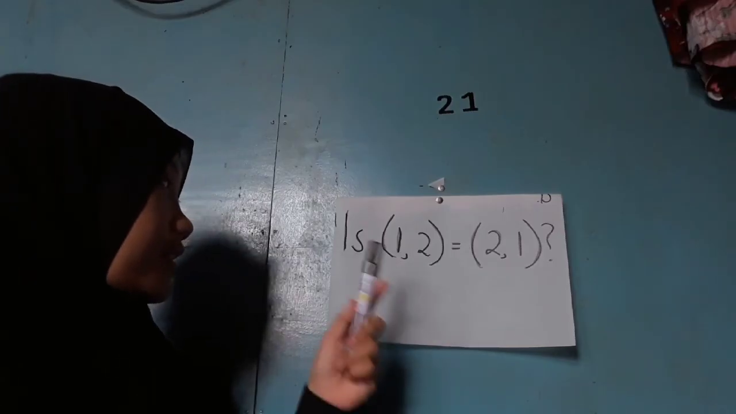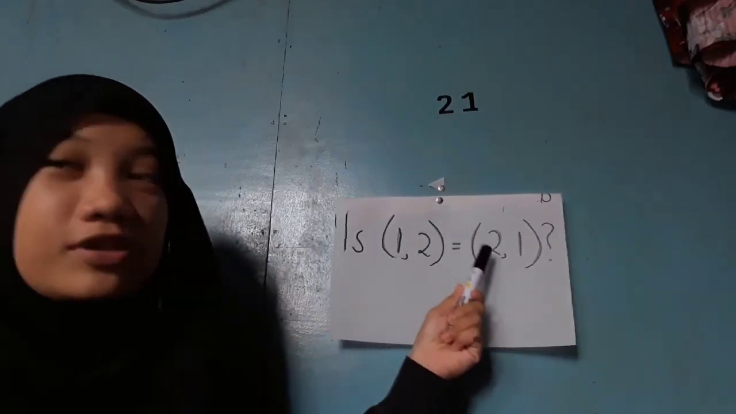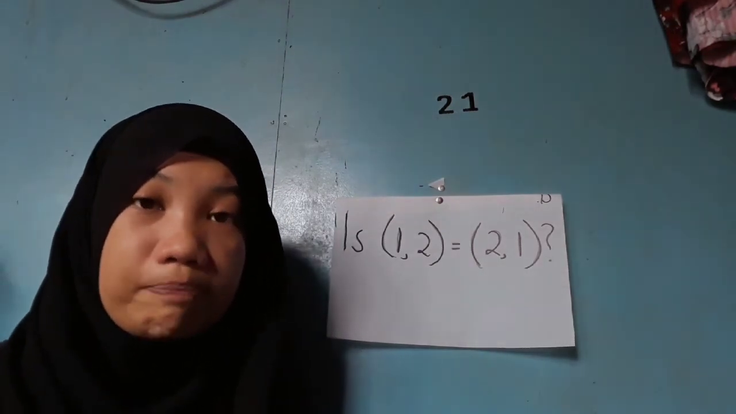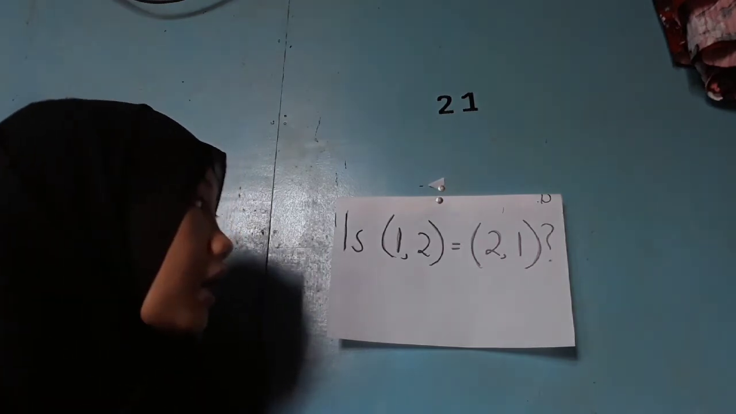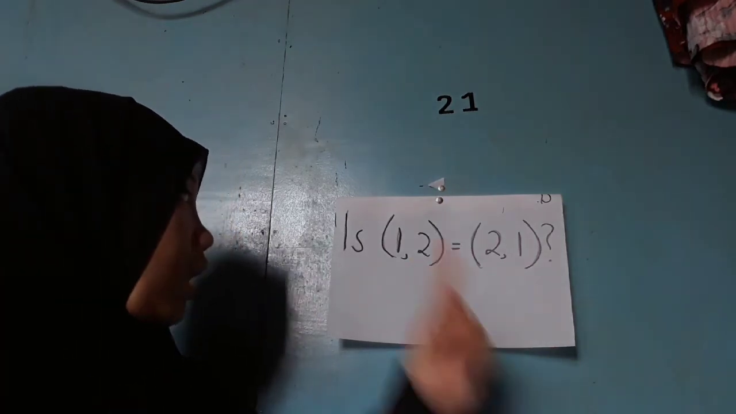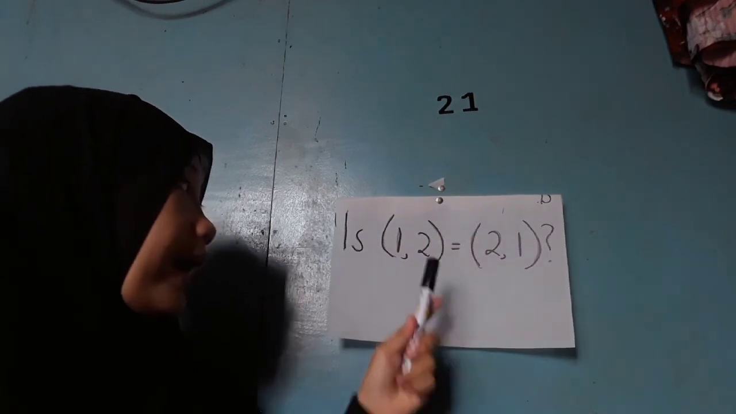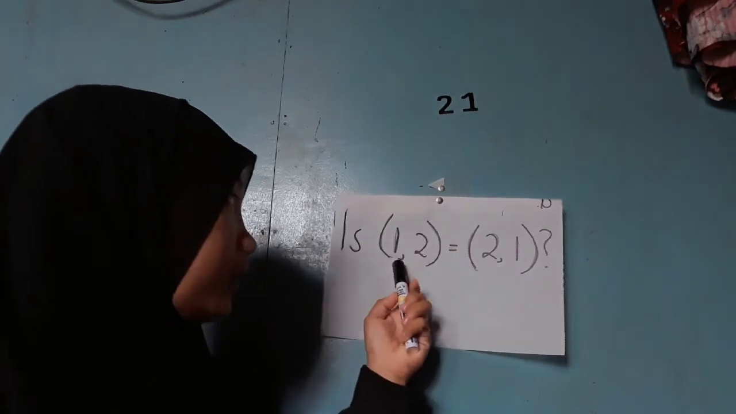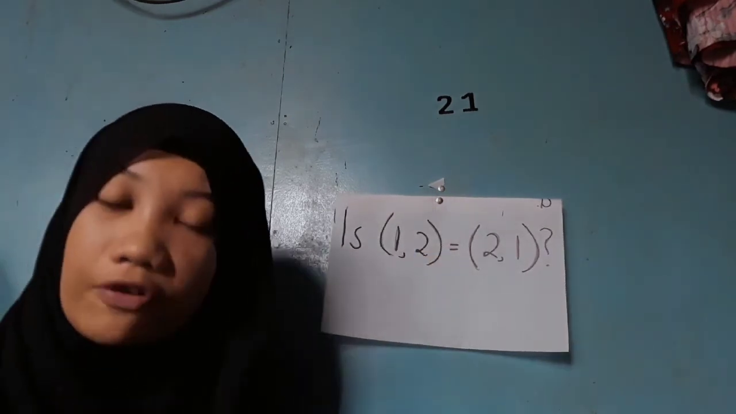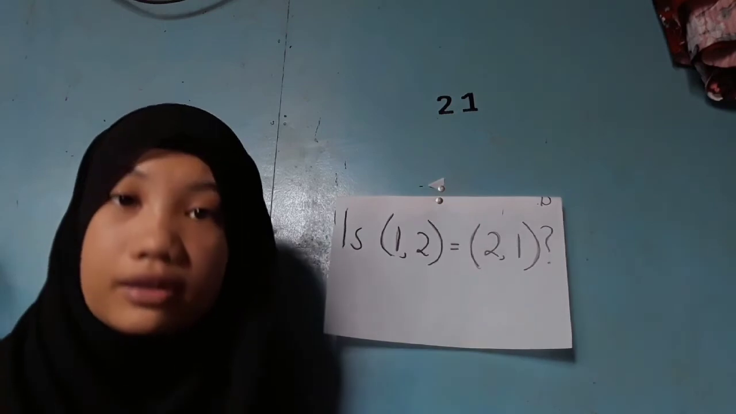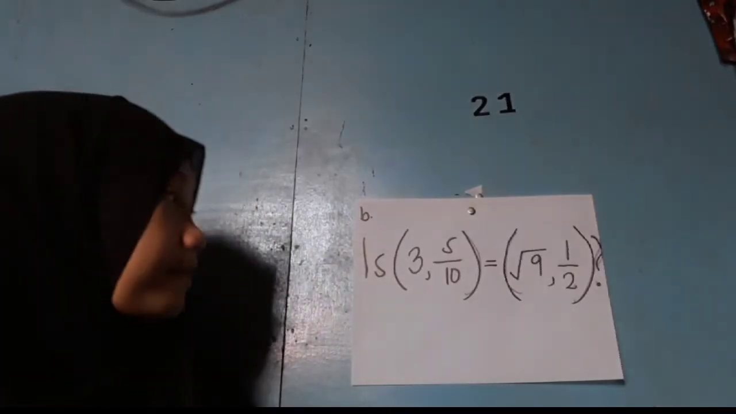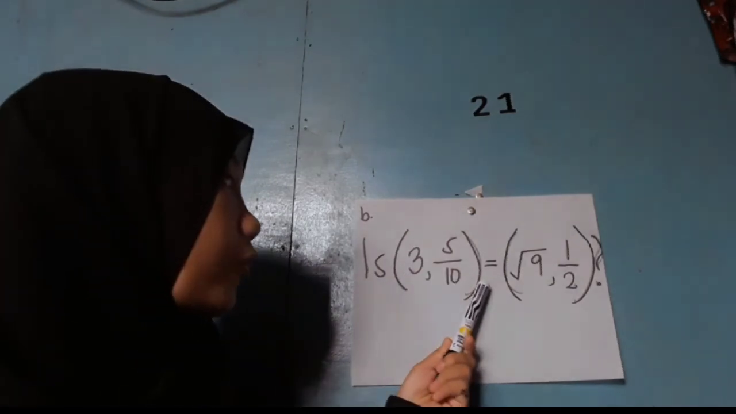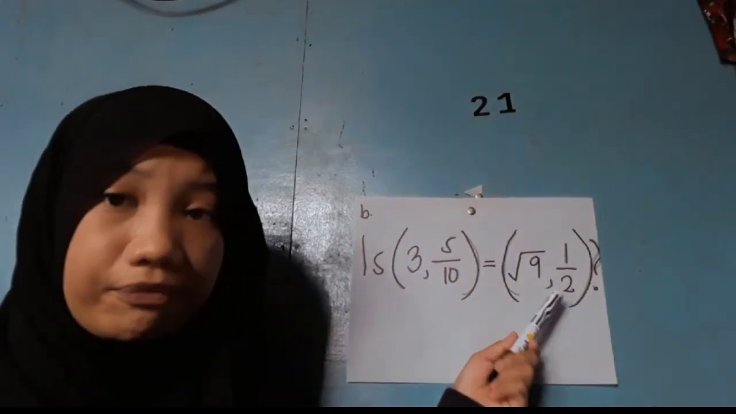For example, is the set (1, 2) equal to the set (2, 1)? No. By definition of equality of ordered pairs, magiging equal lamang ang ordered pairs na ito kung ang 1 is equal to 2 and 2 is equal to 1. Pero dahil ang 1 is not equal to 2, therefore, these ordered pairs are not equal. Another example is the set (3, 5/10) is equal to (square root of 9, 1/2)?